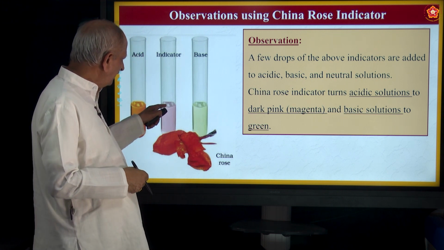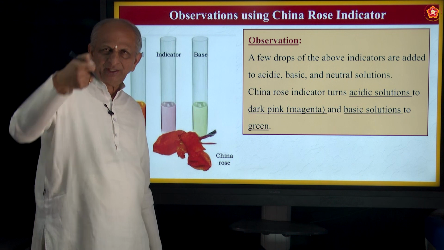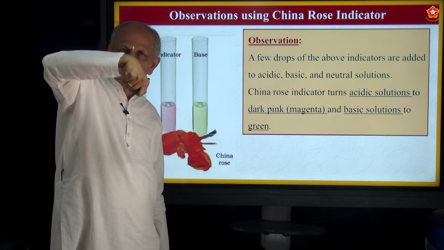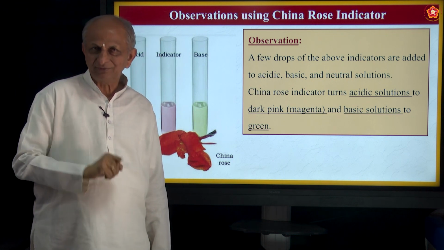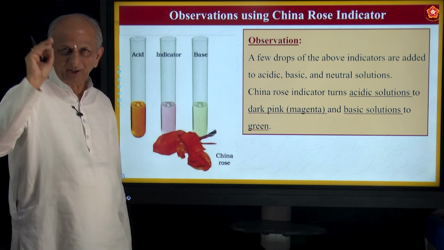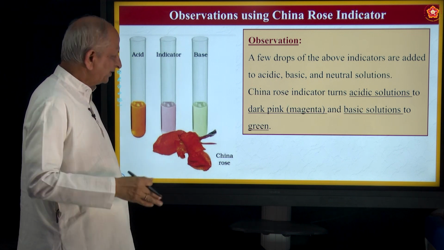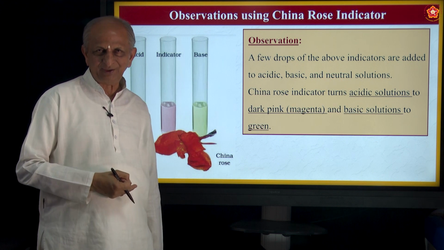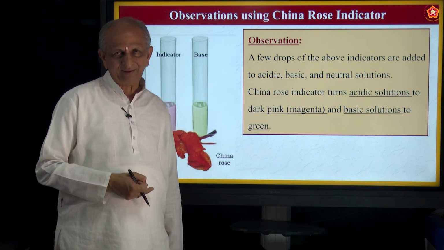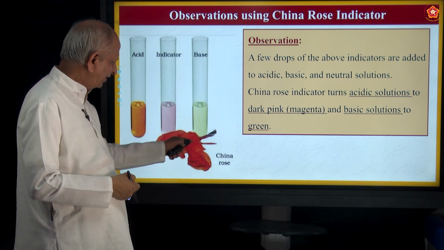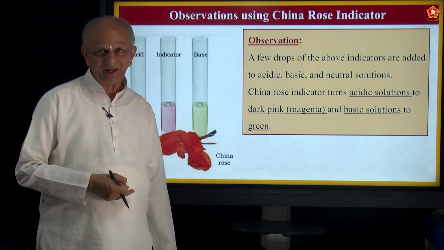Okay. When I add this China rose indicator, I need only a few drops, not much, 1 or 2 drops is enough. You can try yourself, that is why this activity is given. Will you do that? Those who have flowers, of course, you should have this flower in your garden.